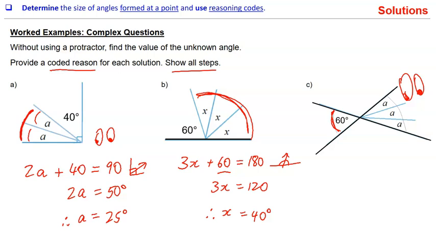Your working will look a little different here because we're not adding anything up. Instead, these 3 are the same size as this one. These 3 are the same size as this one, with the vertically opposite code. And with that statement, there's only one size that angle A could be. It must be 20 degrees. So this is complex questions using your reasoning codes.